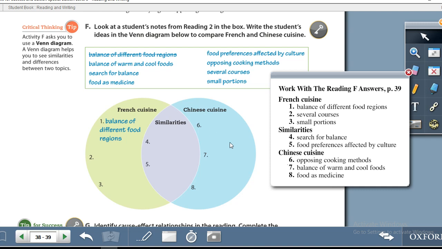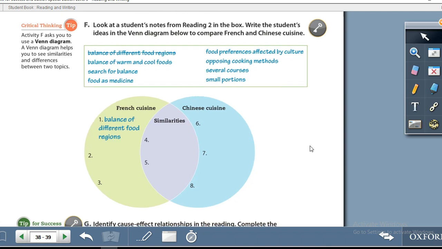Right, so that is a quick look at the answer key. That is how you would do a Venn diagram. A Venn diagram is to help you understand the similarities between two different topics, right? So that was your answer key. Let us move on.